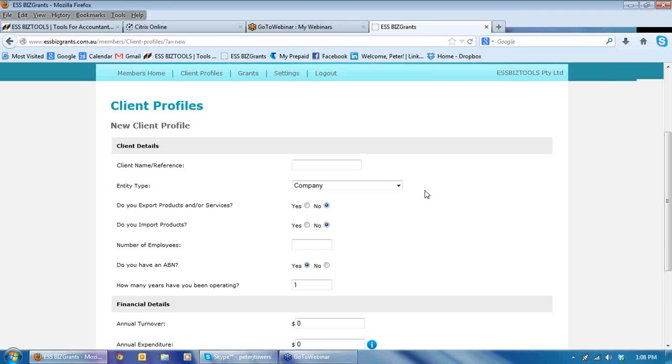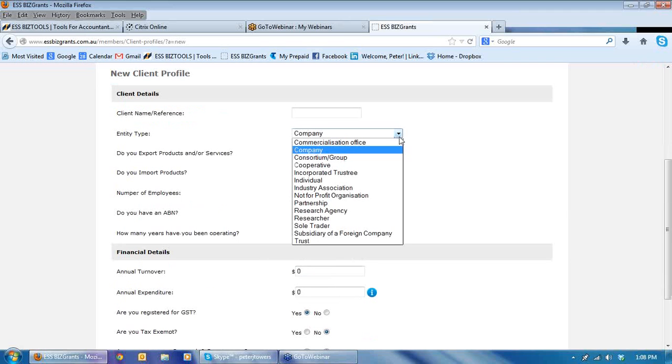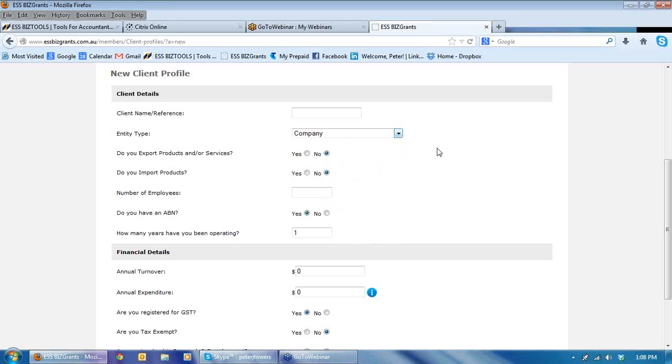So in the first instance, obviously we've sorted out the name. You need to decide the structure that the client is operating on. There is no doubt that the most popular entity from a government bureaucracy point of view for grants is a company, but other entities can apply and be successful in some of the grants.